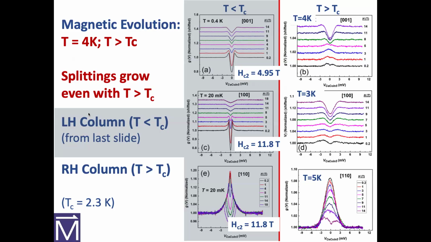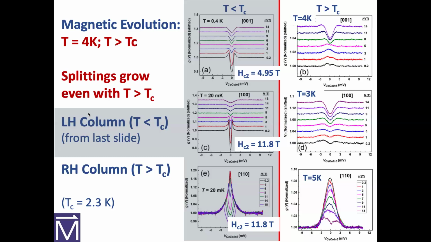So not too high. We see we're at 4 degrees, 3 degrees, and 5 degrees. TC of this material is 2.3 degrees, so this is above TC. This is where everybody's saying there's precursors. And what do we see? We see some evidence that maybe there's something dipping in there, but we do see this linear splitting with increasing field. So what we see as a function of temperature, at low temperature and just above TC, up to twice TC, is a linear growth of some gap or splitting with applied field.